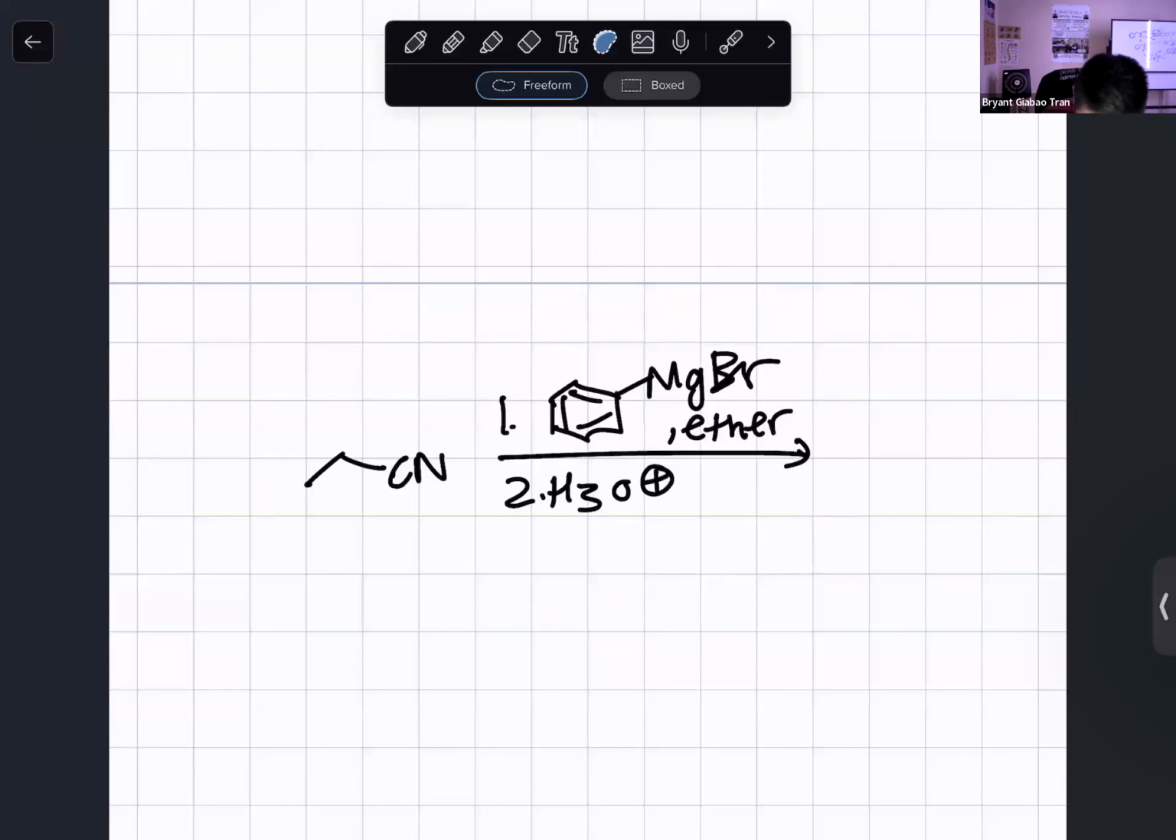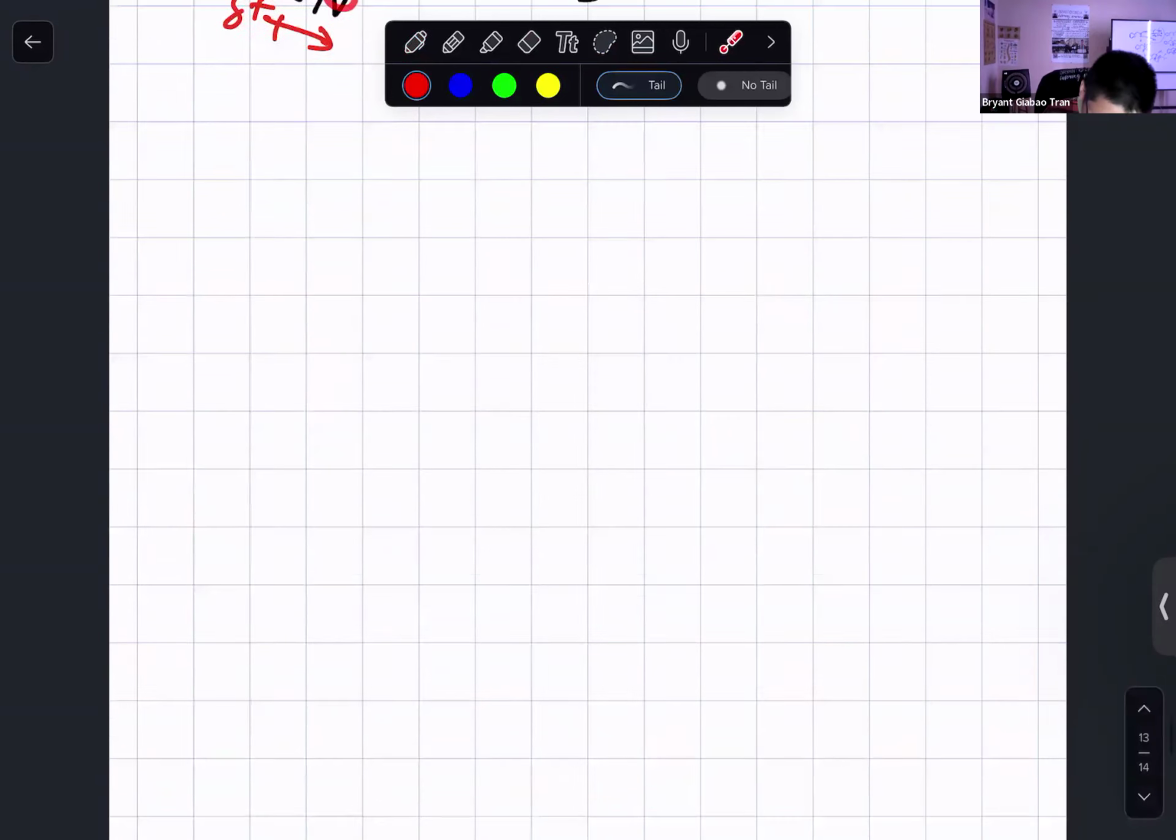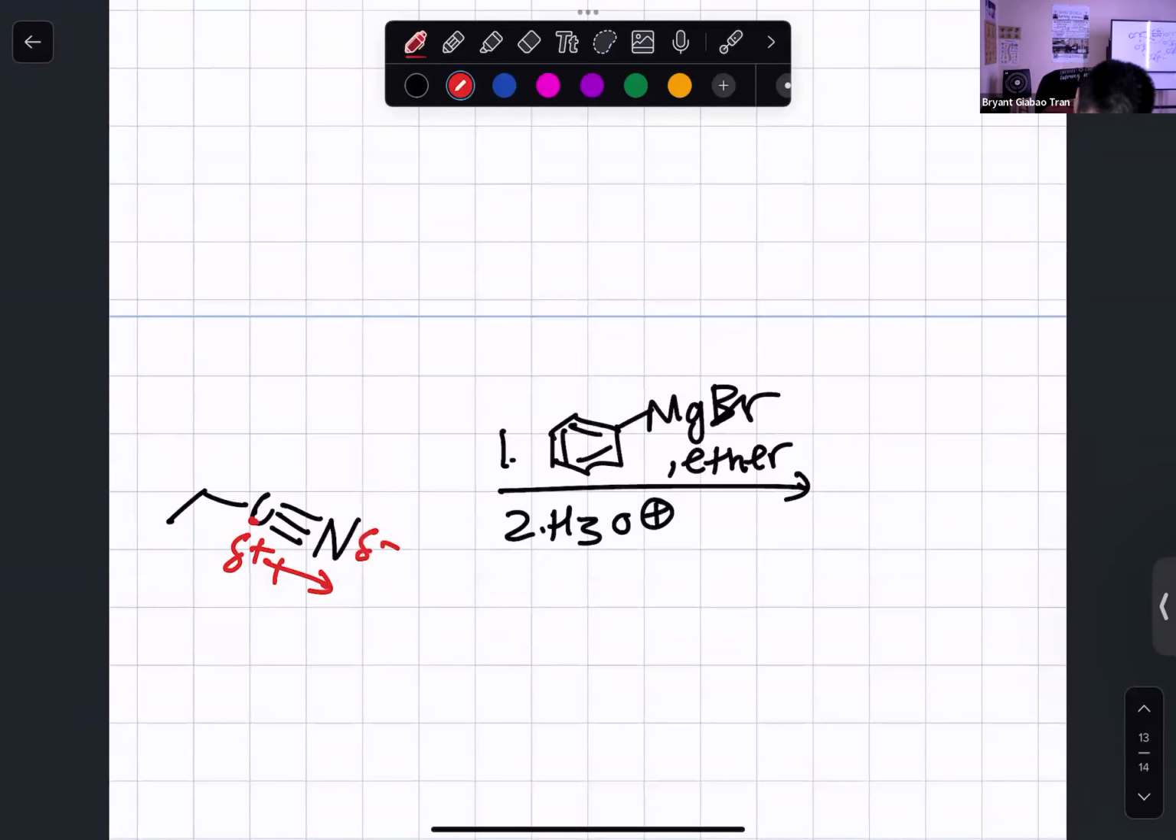So this reactant is a nitrile, right? And the nitrile has a triple bond between the carbon and nitrogen. This carbon here has a partial positive charge because it's bonded to an electronegative nitrogen atom here. The nitrogen is more electronegative than the carbon, which is why this carbon is partial positive.